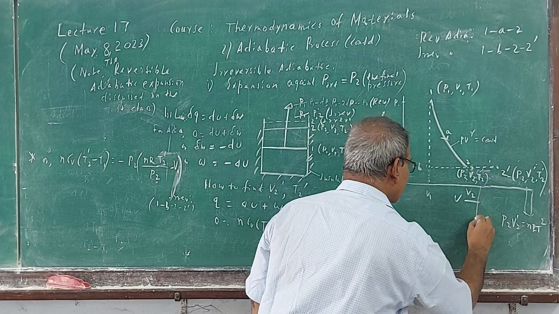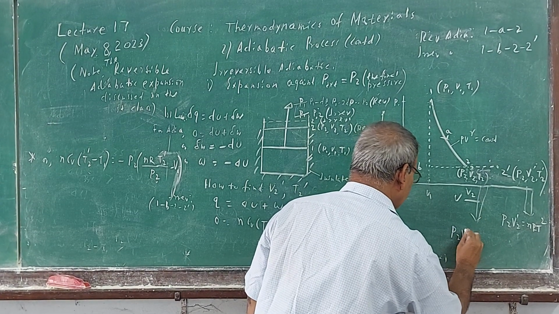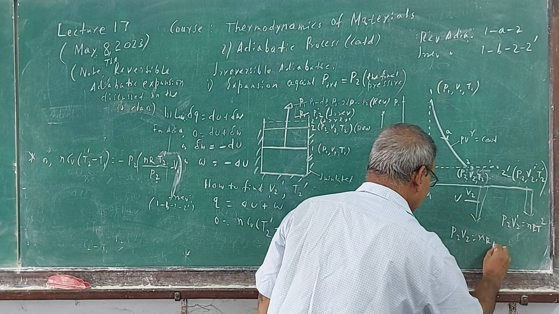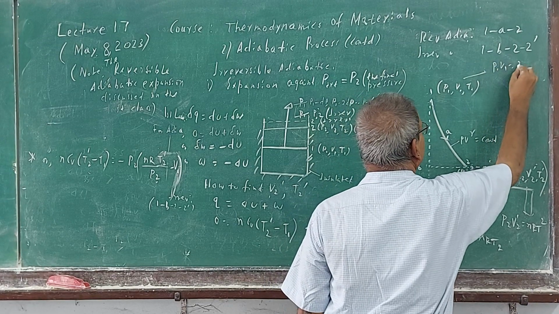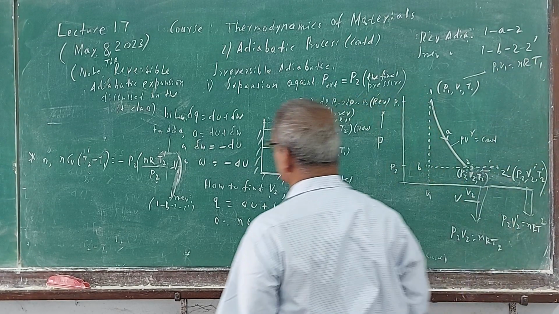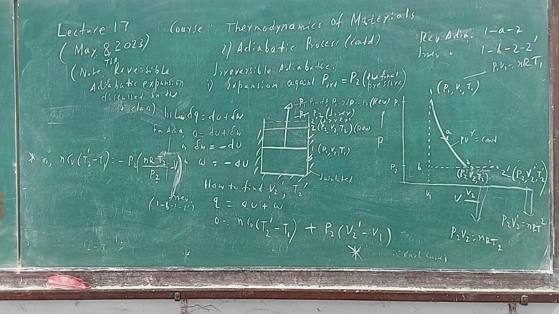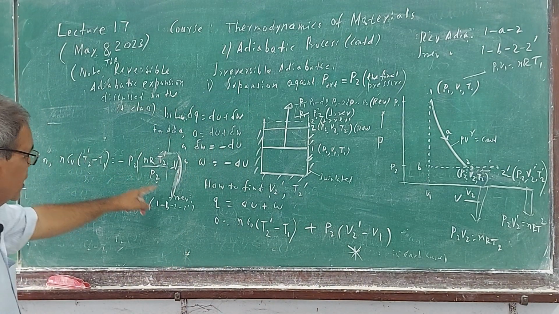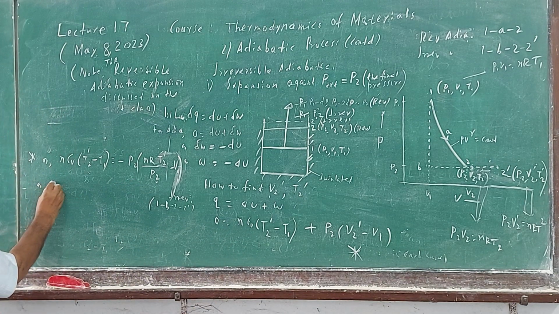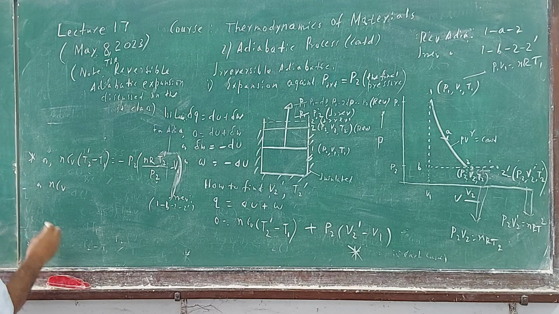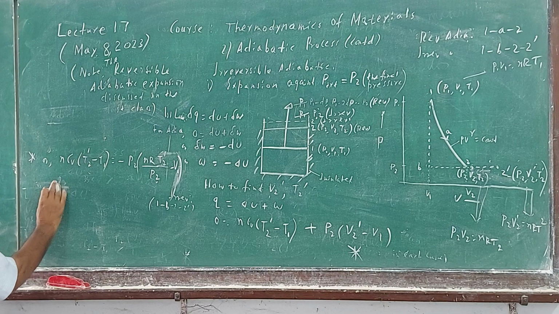As much as here, P2 V2 is nRT2. As much is there. P1 V1 is nRT1. Okay, so you know all these things. So V2 prime is very good indeed. You substitute this: nCv, T2 prime minus T1 is minus P2 times nRT2 prime by P2 minus V1. Okay, P2. So here you know. So what are known?